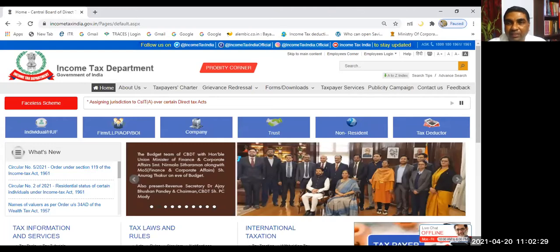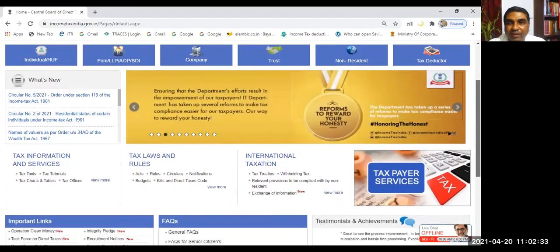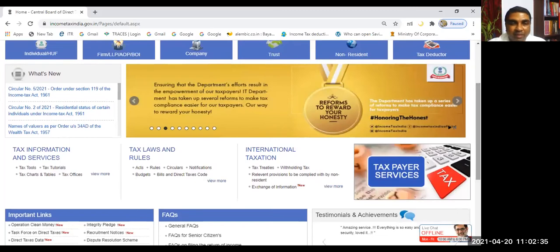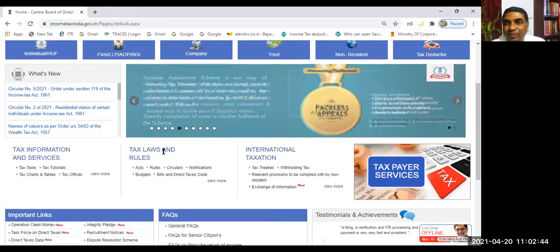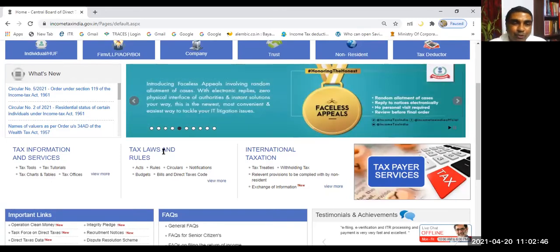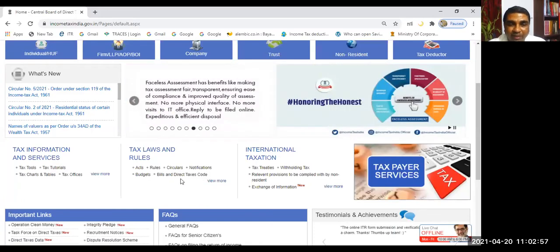You see the Income Tax Department's website. Why am I visiting here? Because here are many things which are relevant for my tax planning. Here you see there is a heading, tax laws and rules. Okay. So if I want to do tax planning, I need to know these laws and rules. You see acts, rules, circulars, notifications, budgets, meaning the annual Finance Act. Okay. Bills and direct tax codes which are coming in future. So all these things are here.